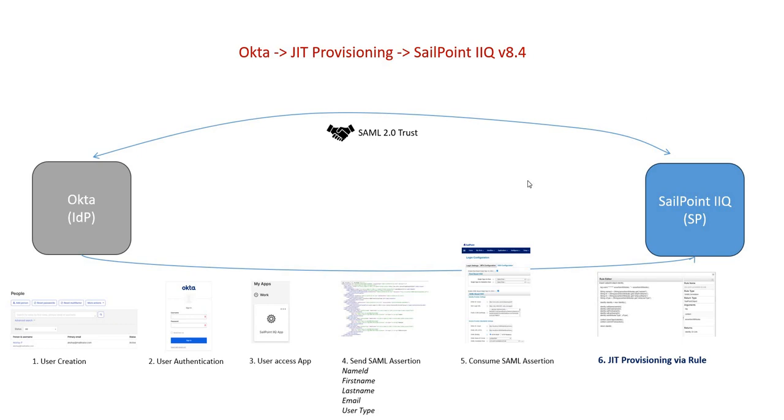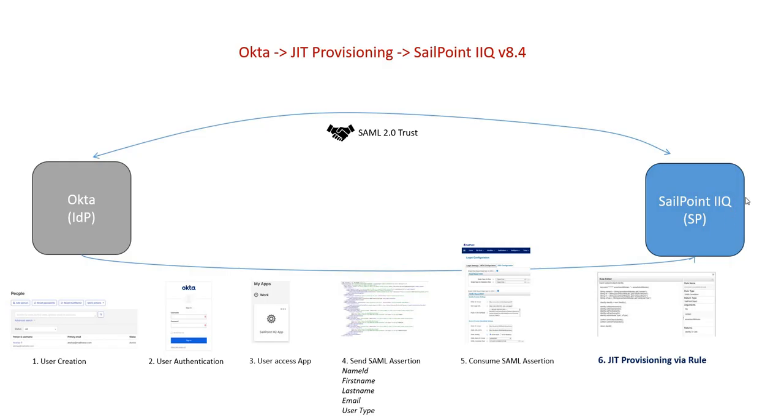In this video, we'll be looking at one of the ways in which just-in-time provisioning can be achieved for SailPoint. So, for example, here I have taken Okta as the identity provider and SailPoint IIQ as the service provider. The benefit of doing JIT provisioning is to create a user immediately.